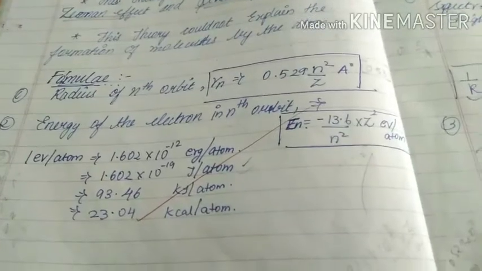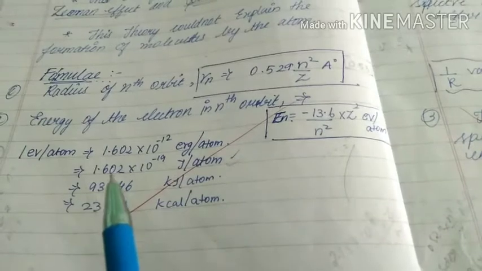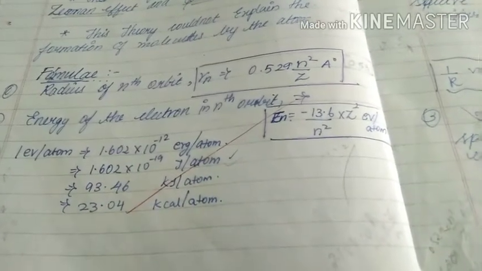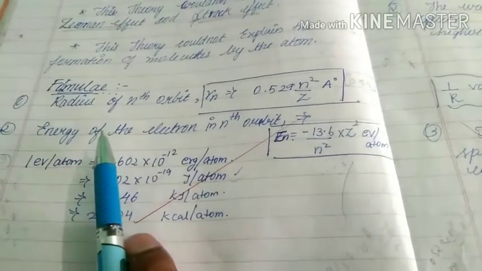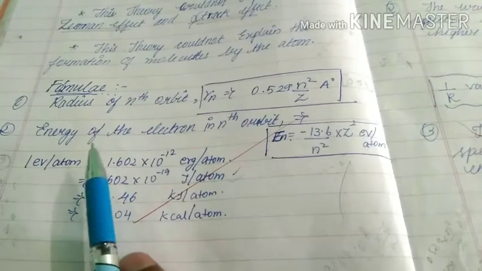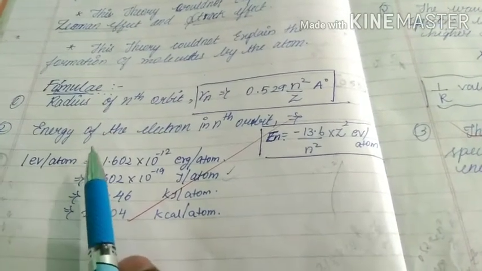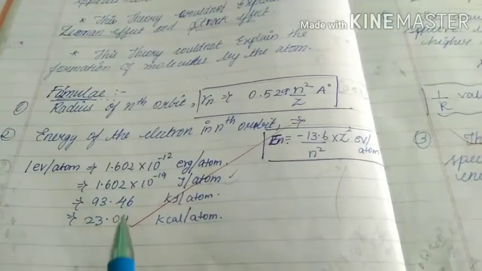Good morning, students. The next topic is formulas. There are some formulas regarding Bohr's concept. Three formulas are there. First one is radius, second one is energy, and third one is velocity. There are some problems based on these formulas. That is why we have to discuss these formulas. We have to learn these formulas.